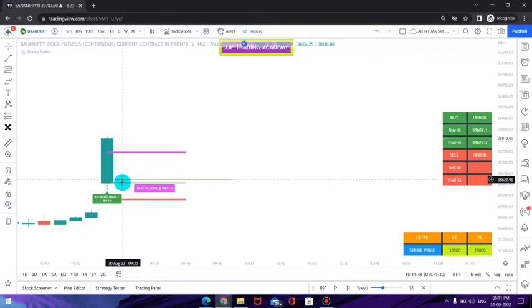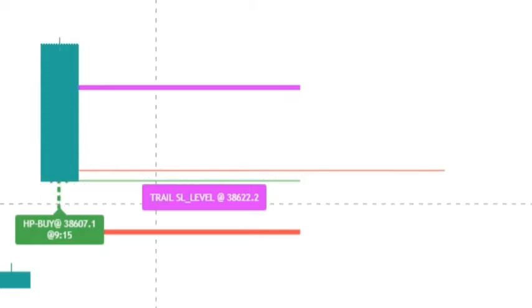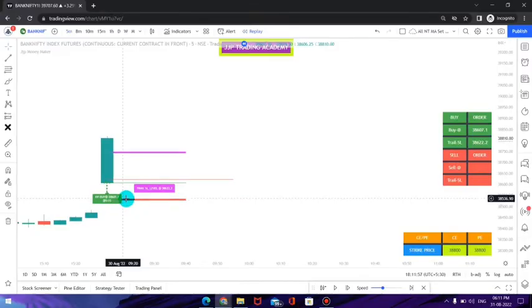For this trade entry we got a trailed stop loss of 38,622. As a basic, you can keep the previous candle's low as a stop loss, but if you got a trailing stop loss at that time itself, then you can keep the stop loss at this level.